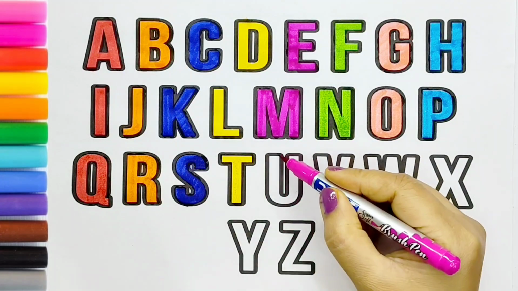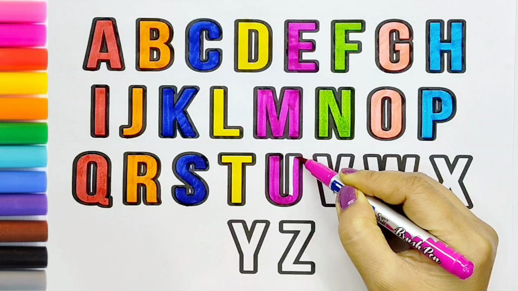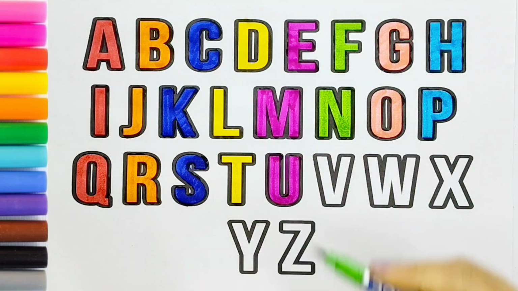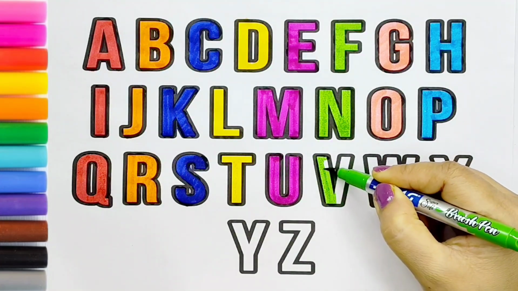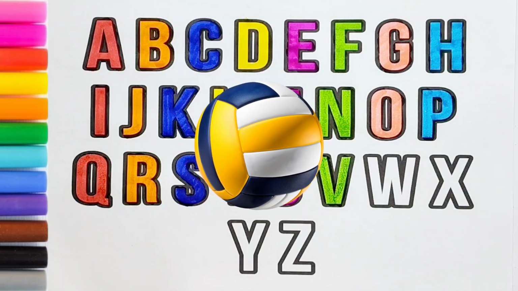Pink color U. U for umbrella. Light green color V. V for volleyball.